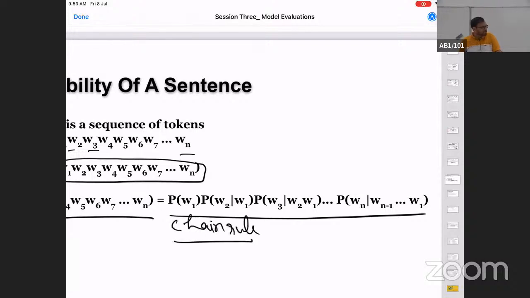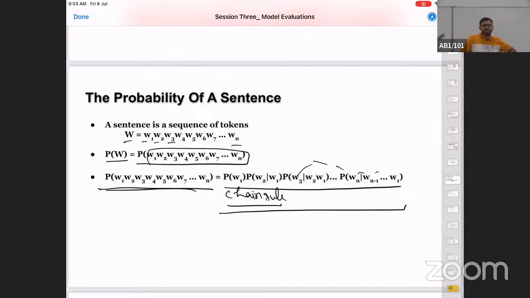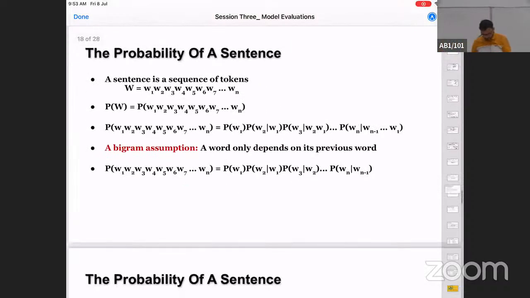Chain rule. Right. So what does it say? It says the probability of a sentence can be computed like this. I have not yet told you how to compute these small probabilities, right? But this is a very simple formulation that we can use. Okay. Let us move ahead.